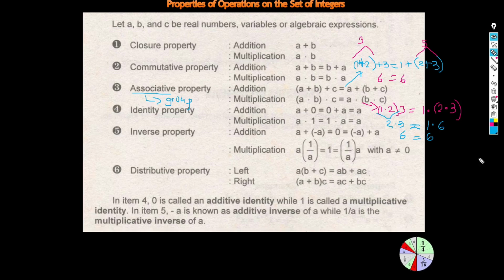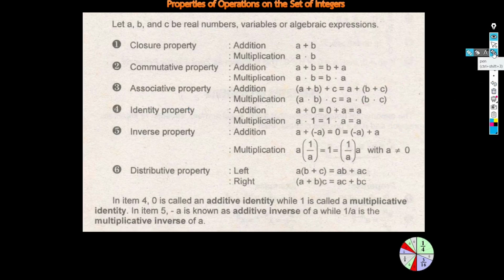Now, how could we remember the associative property? It is the groupings, the change of the group. You see here in addition, first A and B are grouped together, and in the second part, B and C are grouped together, but still the same answer. Even if you change the groupings in addition, or in multiplication, it will give you the same answer.